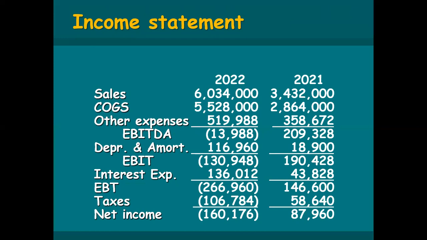Thereafter, interest expense. It is also used as financial charges. In some income statements, you will find the word financial charges instead of interest expense. EBT is earning before tax, and thereafter you have the net income. In this case, the company has a loss, that's why the net income is negative.